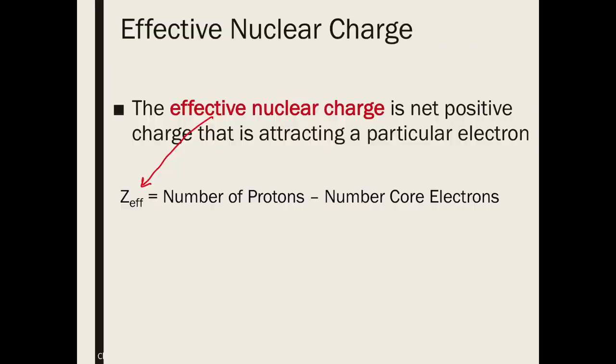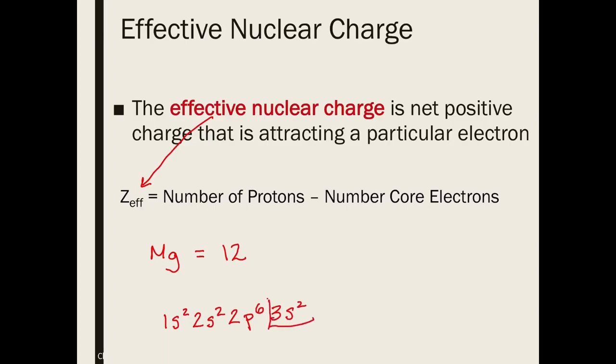I'm going to go back and do one example of effective nuclear charge, just so you can see how it's calculated. Let's say we were going to calculate the effective nuclear charge of magnesium. Magnesium has 12 protons, right? It's atomic number 12, so it has 12 protons. To figure out the number of core electrons, magnesium's electron configuration will be 1s2, 2s2, 2p6, 3s2. Okay, that's magnesium.